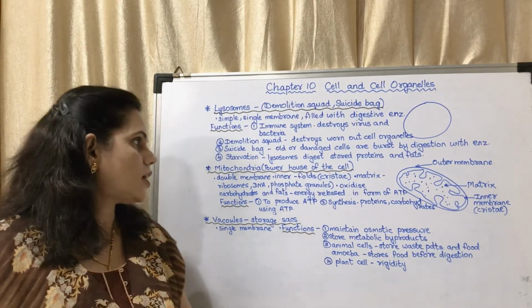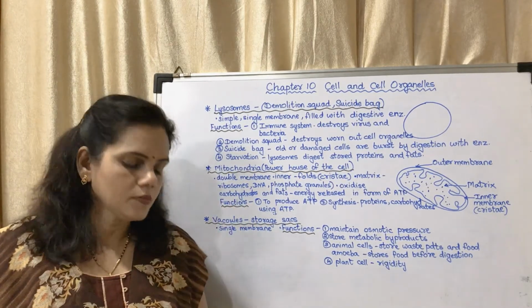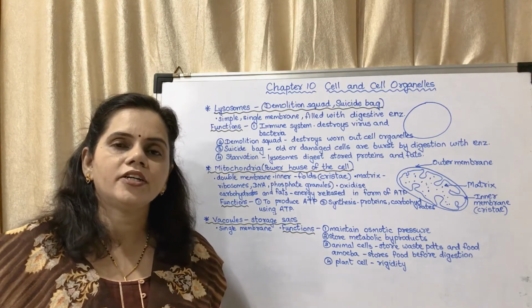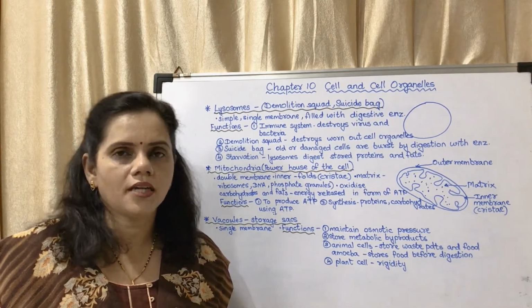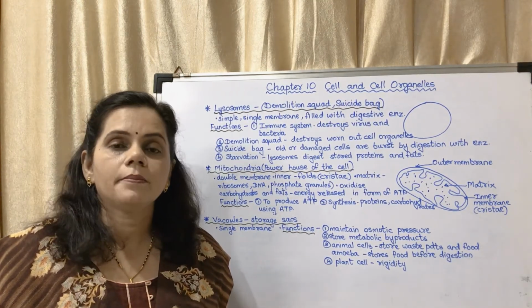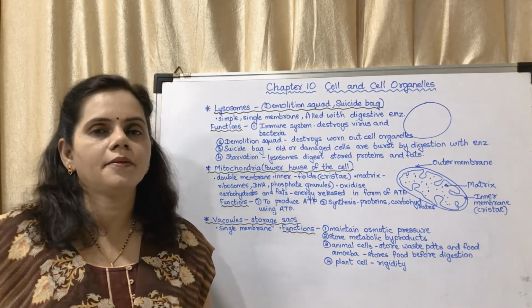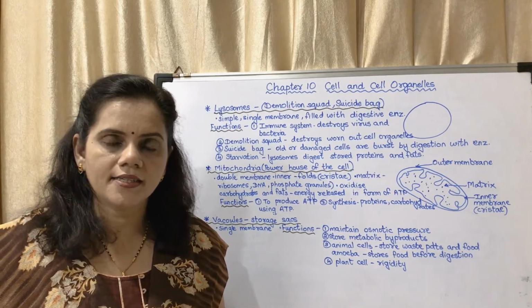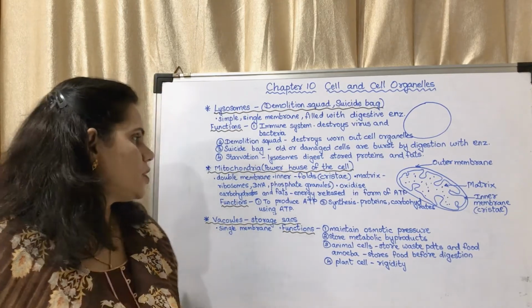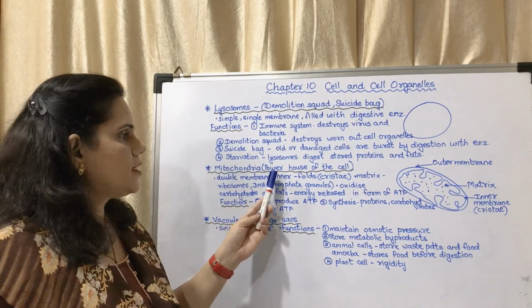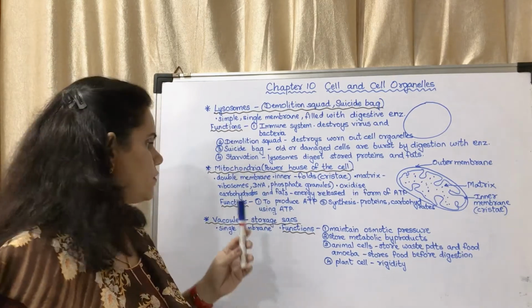Now the next cell organelle is mitochondria. Mitochondria is called the powerhouse of the cell. Why? Because it produces ATP. What is ATP? ATP is the energy currency of the cell. So we will see why mitochondria is called the powerhouse of the cell.